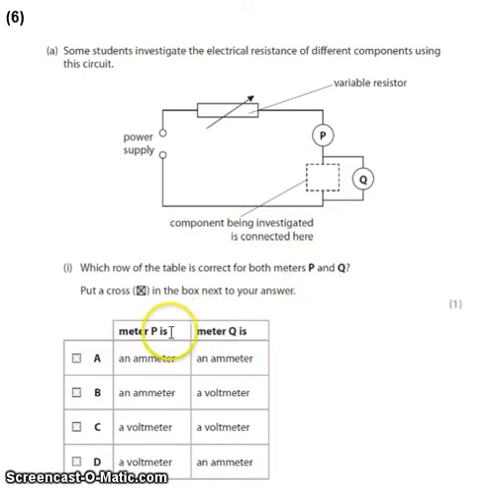So we've got a choice. One of them is going to be an ammeter or a voltmeter, and the other one is going to be an ammeter or a voltmeter. Now the key thing is, how are they positioned? Well, P is in the same loop as the component being investigated, so it's in series.